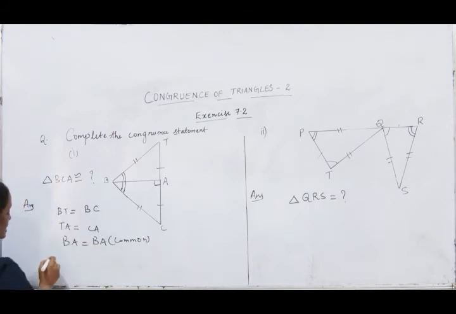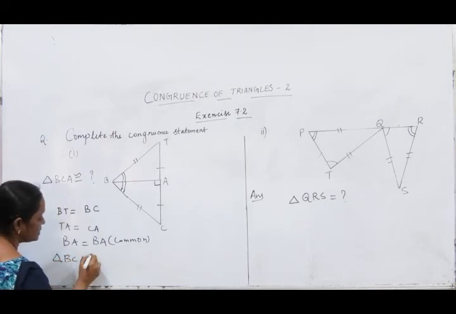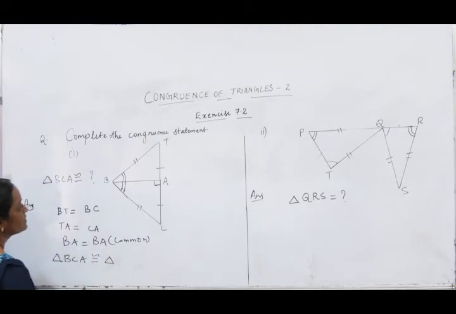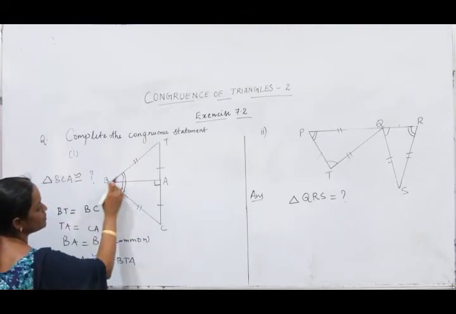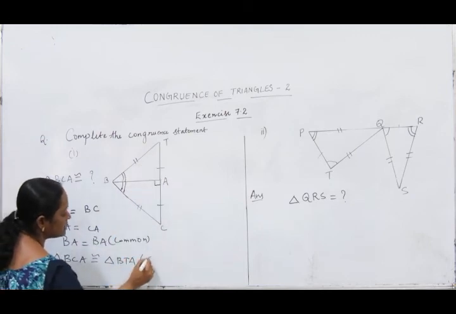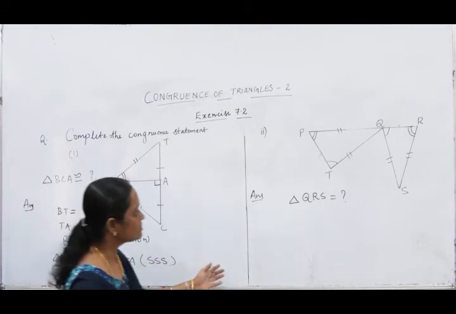So this triangle BCA is congruent to triangle BTA. BCA is congruent to BTA by triple S congruence criterion. Students, here the next one.